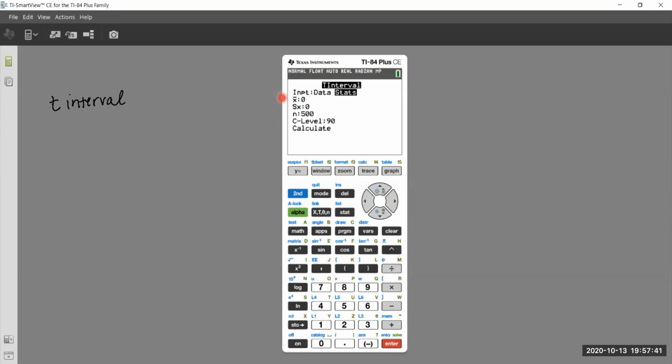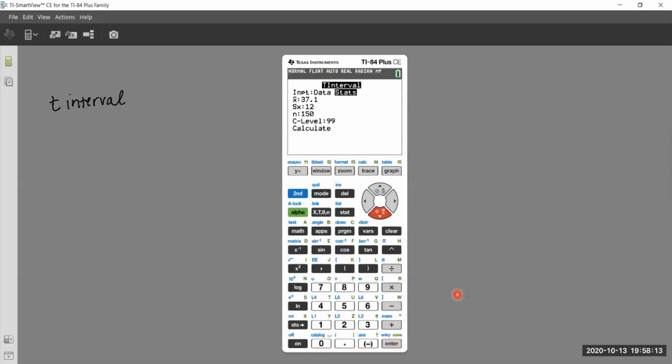The first thing it asks for is X bar, which is the mean. It told us that the mean was 37.1 years. The standard deviation is 12 years. The sample size is 150 drivers, so pretty large sample size. And then we're going to put our confidence level in here, which is 99%. So now we're ready to get our interval.